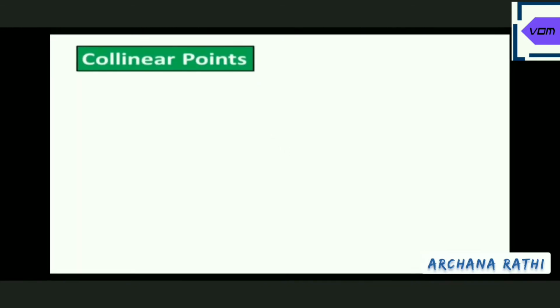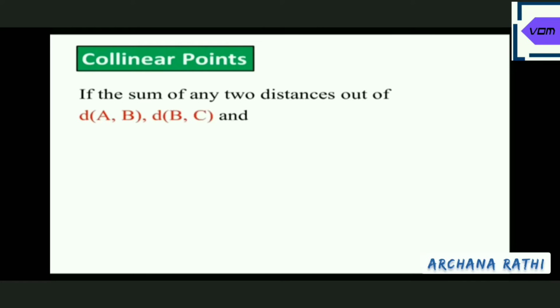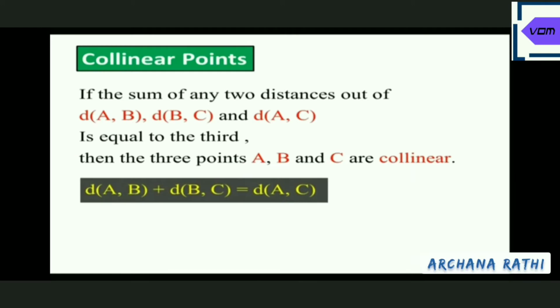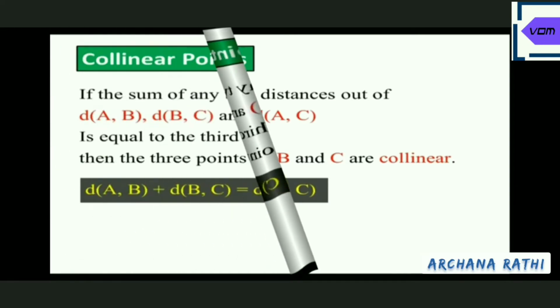Now we will discuss collinear points. If the sum of any two distances out of distance AB, distance BC and distance AC is equal to the third, then the 3 points A, B, C are collinear. That means if distance AB plus distance BC is equal to distance AC, or distance BC plus distance AC is equal to distance AB, then also the points are collinear. Now let's move towards the section formula.